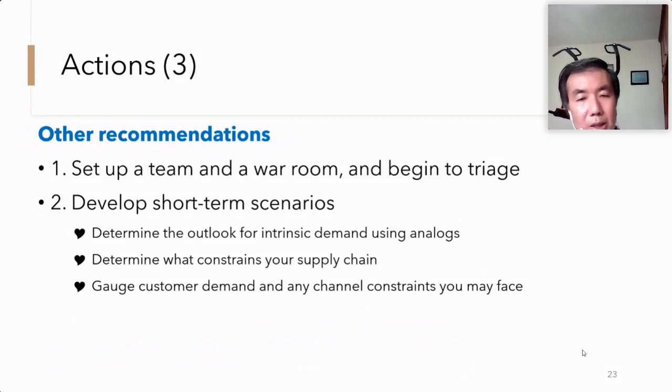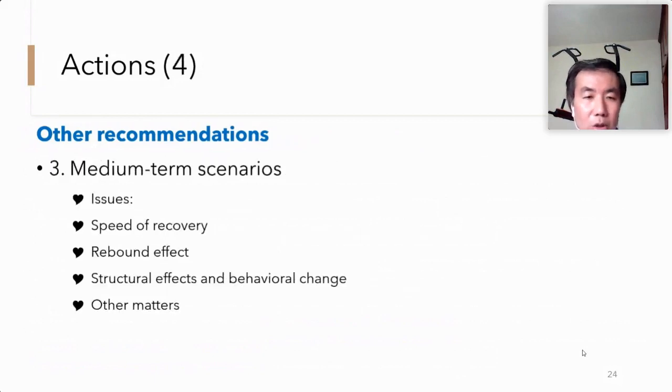So what do you do? Nonetheless, everyone will still go to step two, which is to develop short-term scenarios. As I mentioned earlier, under step two there are three bullet points. We talked about the need to determine the outlook for intrinsic demand using analogs, and to determine what will constrain your supply chain. So a little bit of review of contracts; we'll teach you a little on this as well. And to gauge your customer demand and any channel constraints you may face. In any planning, supply chain from your suppliers could be an issue. On the other hand, are your customers demanding your products or services? So there's a balance between these two. Certainly we'll look at these short-term scenarios.